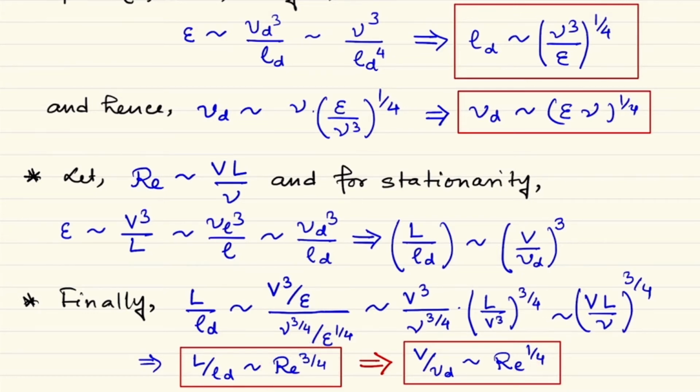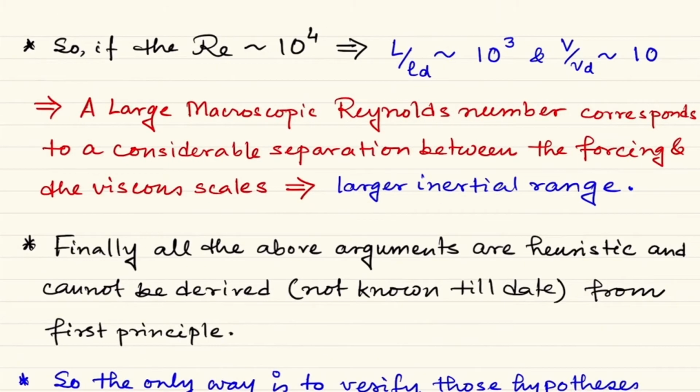Now let's take one very typical example. For laboratory experiments, we have seen that for water, for example tap water, turbulence takes place at a macroscopic Reynolds number of 10 to the power 4. That means the ratio of the macroscopic scale to the microscopic scale is of the order of 10 to the power 3.